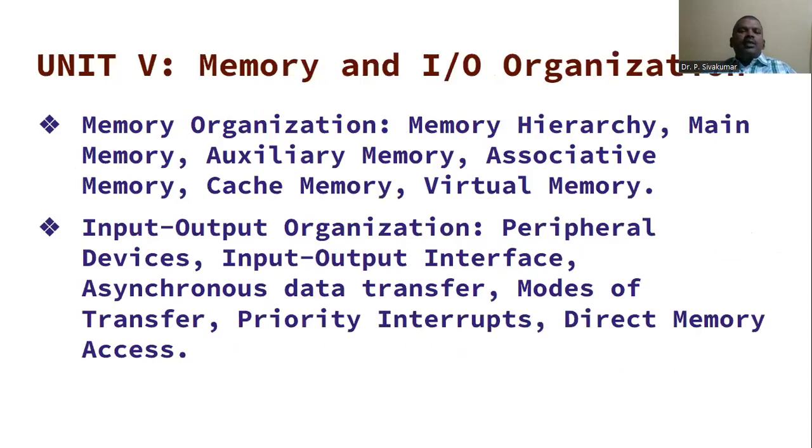The fifth unit talks about the memory and the IO organization, in two major categories. The first one is memory organization. What is memory hierarchy? What are the different types of memories available? What is main memory, auxiliary memory, associative memory, cache memory, and virtual memory? The second part is the input output organization: what input output peripherals are available, how they are connected, what asynchronous data transfer is, what the different modes of transfer are, the use of interrupts to control IO operations, and what direct memory access is.